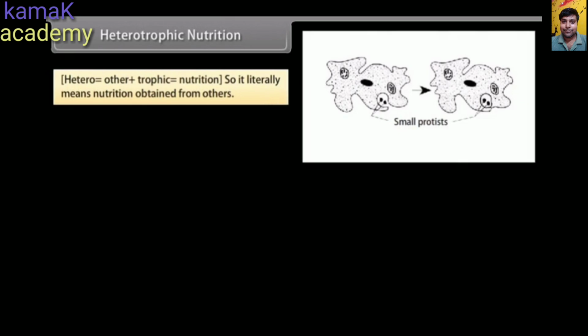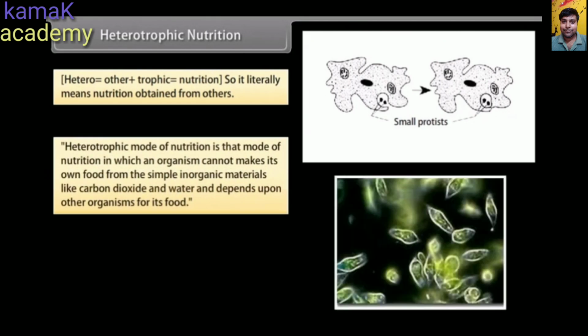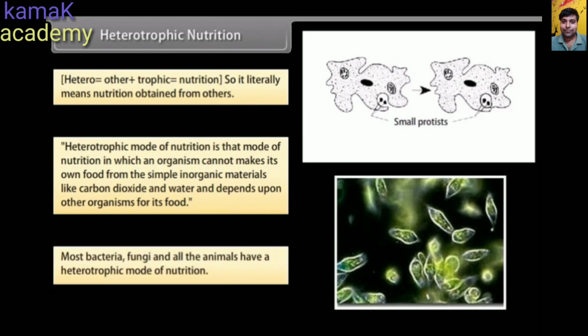Heterotrophic nutrition. Hetero means other, trophic means nutrition, so it literally means nutrition obtained from others. A heterotrophic mode of nutrition is that mode of nutrition in which an organism cannot make its own food from simple inorganic materials like carbon dioxide and water and depends upon other organisms for its food. Most bacteria, fungi, and all the animals have a heterotrophic mode of nutrition.